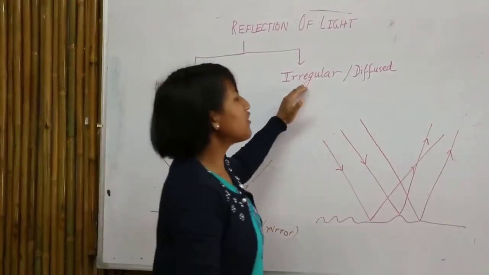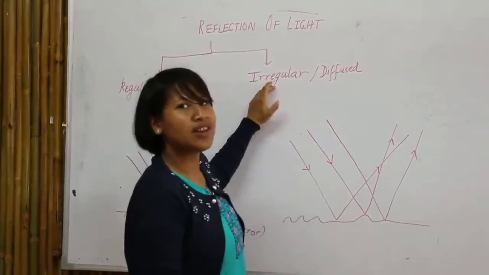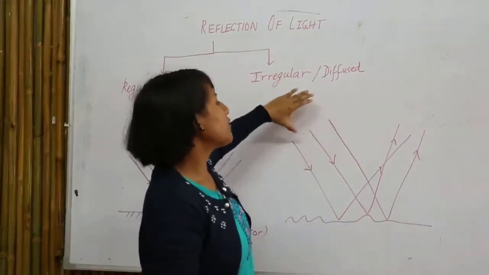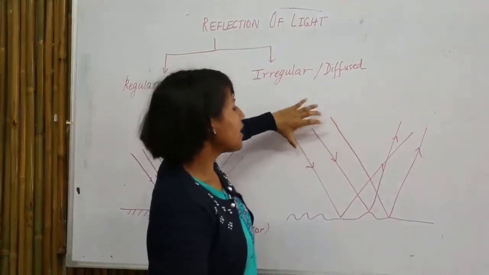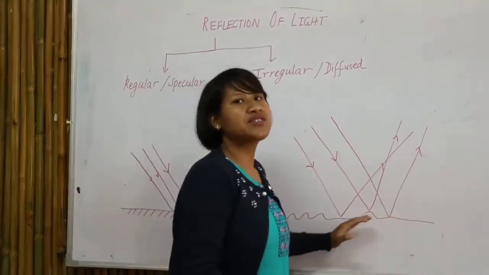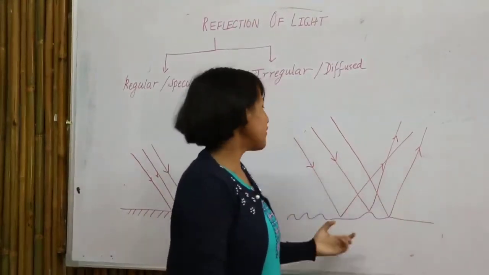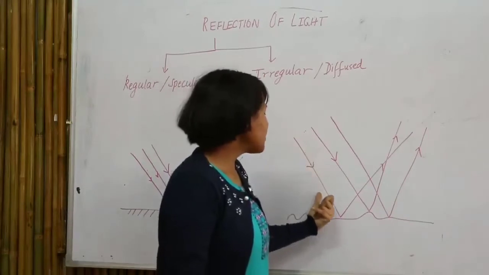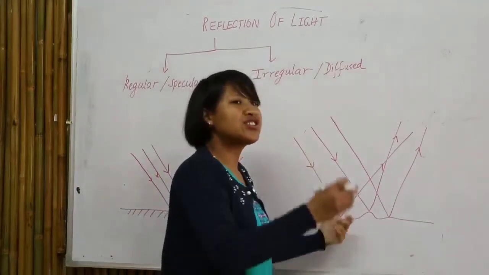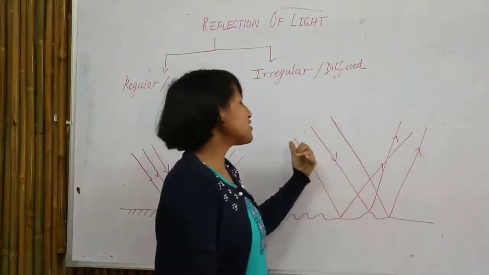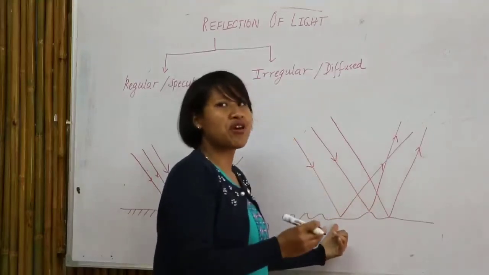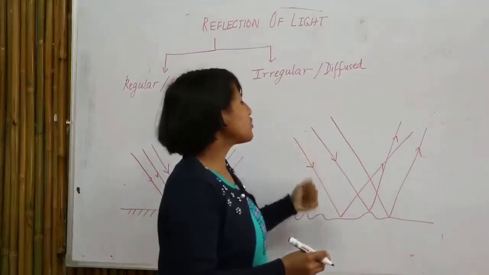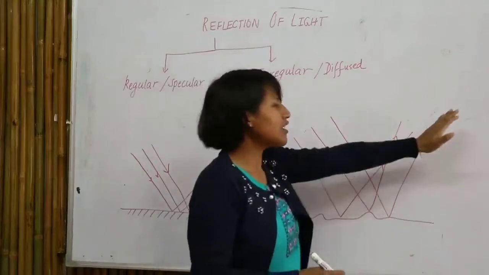But irregular reflection of light happens when the incident parallel beam of light strikes a rough surface. What happens when this ray strikes it? It adjusts in such a way that it obeys the laws of reflection of light, especially the first law, angle of incidence equal to angle of reflection, and then it gets reflected.